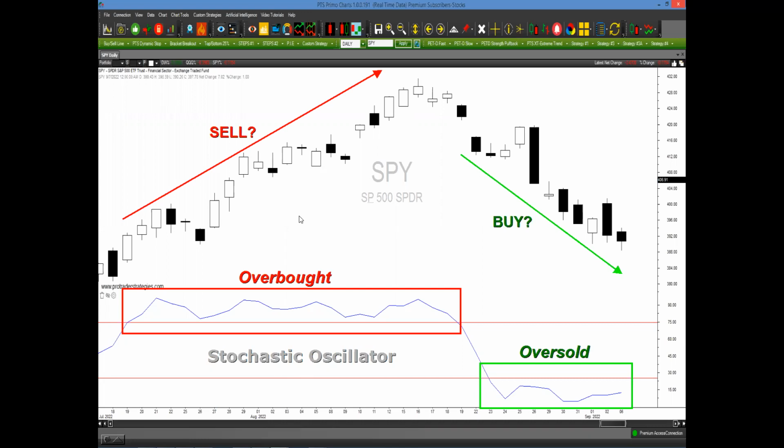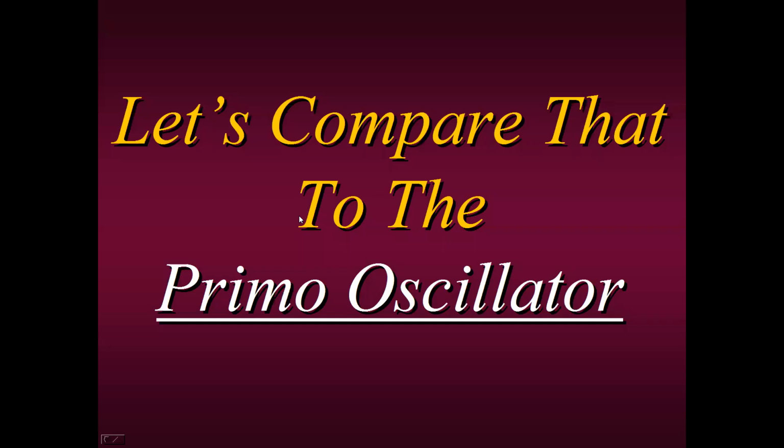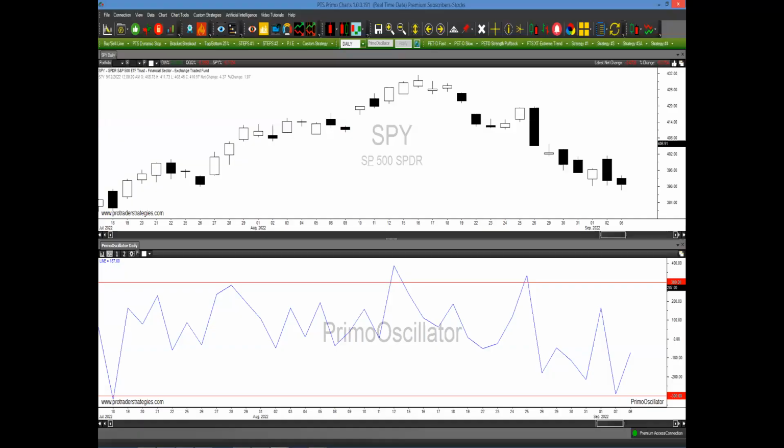How could the Primo Oscillator have helped you, looking at the exact same chart, the exact same time frame? Well, let's now compare this to the Primo Oscillator. Here we have the same chart, but now with the Primo Oscillator applied. Here's the oscillator in blue. And we also have thresholds. Here's the upper threshold, and here's the lower threshold. In this particular scenario, this is just one type of setup. We're going to teach you upwards of four, possibly five different setups in the course, but this is just one of them.